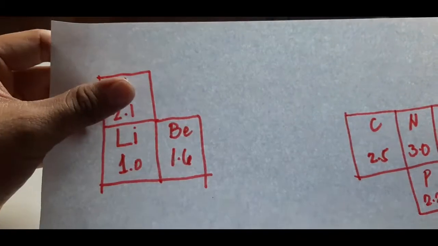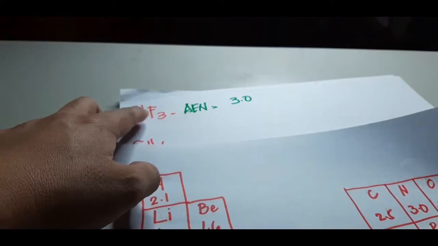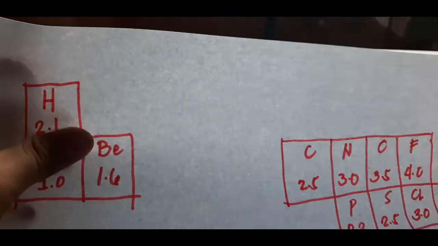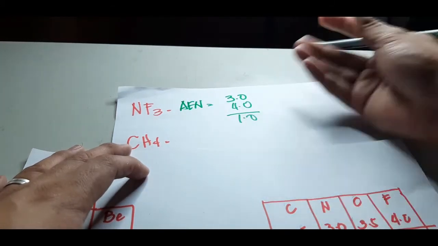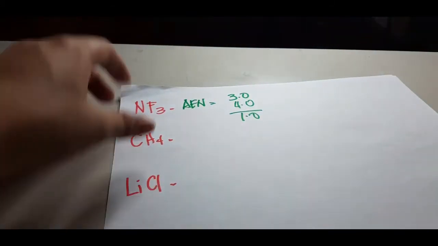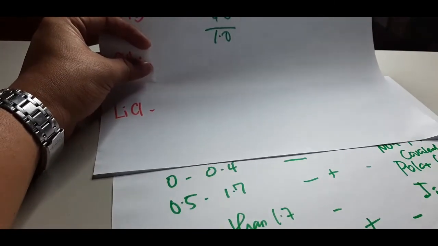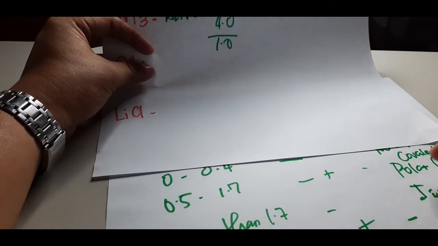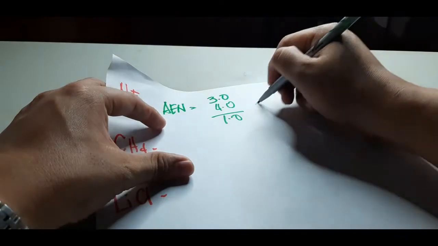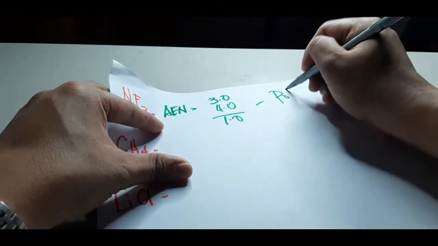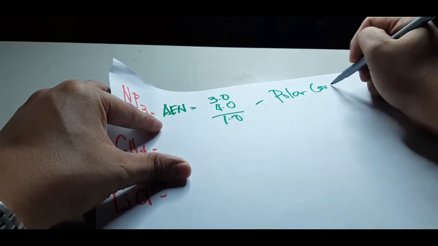Now, what is the electronegativity of F, or fluorine? We have 4.0. So the difference between nitrogen and fluorine is 1.0. If we talk about the type of bond, it falls under the polar covalent bond because the difference is already 1. So it is a polar covalent bond.